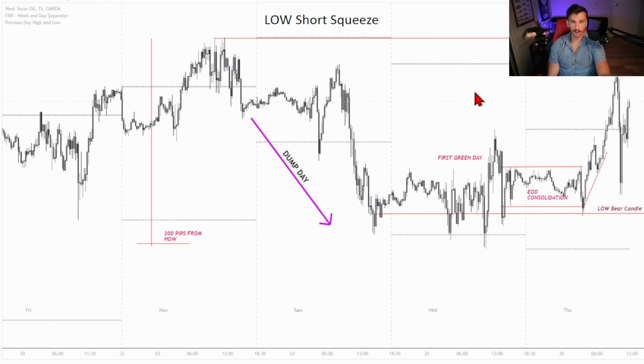Here's an example of a low of week short squeeze. Here's Monday, we have 300 pips of drop. We broke out of the opening range for the week, and we've sat down here, one push, two push, break in structure to the upside, consolidation on the inside. Here's the parabolic channel out of the low of the current week on a Thursday.